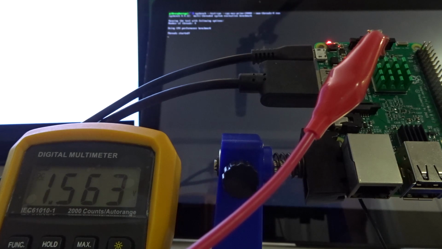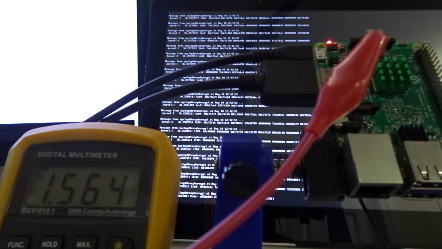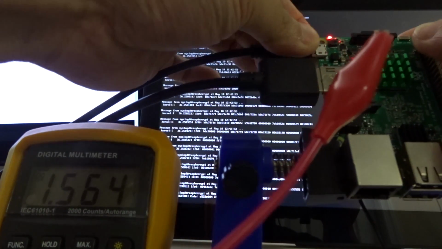And I'm just wishing myself luck. Wow, that kernel panicked even faster. So what I'm going to do now is actually apply even more voltage, 1.6 volts. All right, so I ran into another kernel panic. And as you can see, it's actually over temperature.